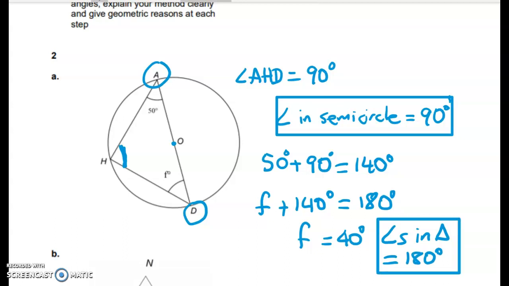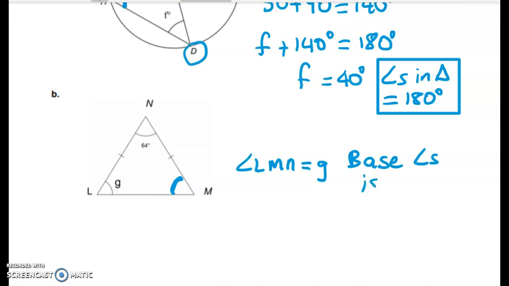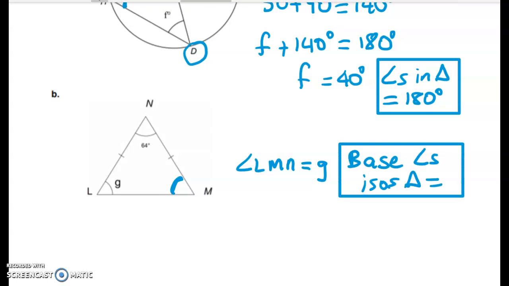Okay, on to the second question, 2b. This is very much a Year 9 problem. The thing we want from you this year is we want you to very clearly explain your reasoning. So there are several ways to do this, but I'm going to start by saying that this angle here, angle LMN, is also equal to G. And the reason for that is that I've got an isosceles triangle, and the base angles in an isosceles triangle are equal. So there's my first reason.